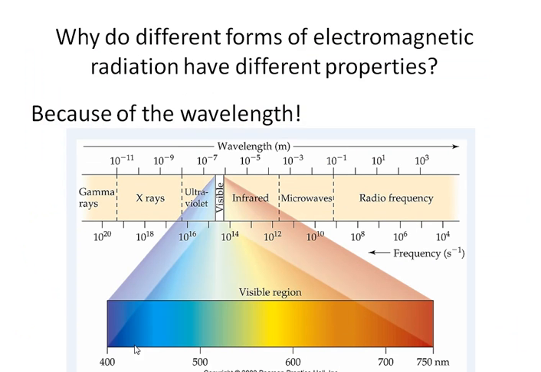All right, so I blew this up a little bit bigger for you for this reason. The question at the top is, why do different forms of electromagnetic radiation have different properties? And it's because of their wavelength, okay? Let's take a look at this. Down here, we have a very large wavelength. Radio frequency, radio waves are all around us, okay? And then we move on to microwaves, which are a little bit smaller, and then we move on to infrared rays, and then we have our visible light, okay? And that's what we see.